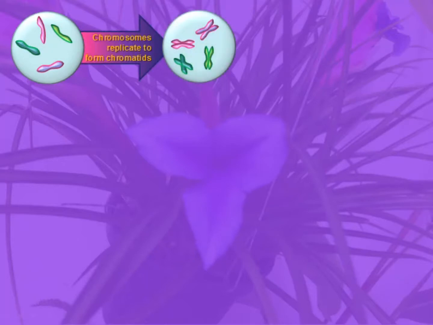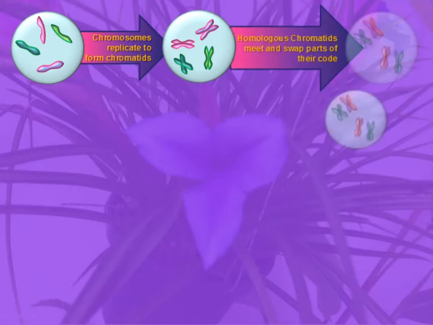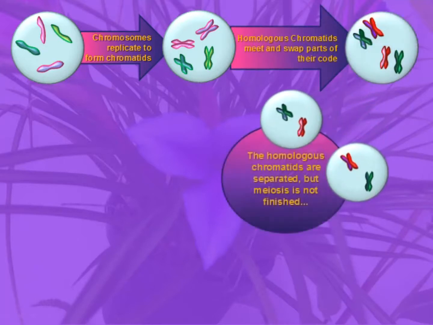So here is our cell nucleus, this time preparing for meiosis. The chromosomes replicate to form chromatids, and then the homologous chromatids meet and swap parts of their code. And so now you'll see we have each chromatid being a different color and all of them being different from the original nucleus. And then you can see that that nucleus with 4N chromatids divides into 2 nuclei with 2N chromatids.